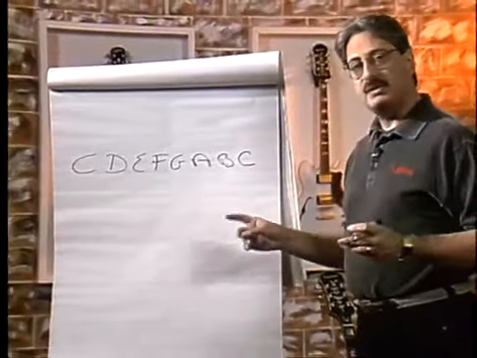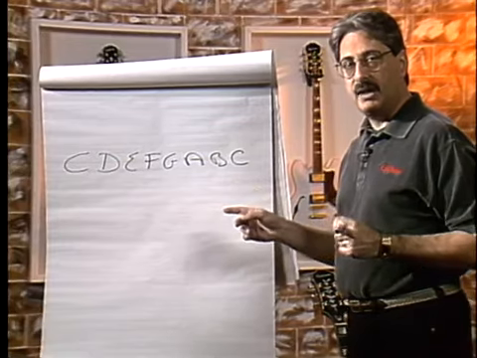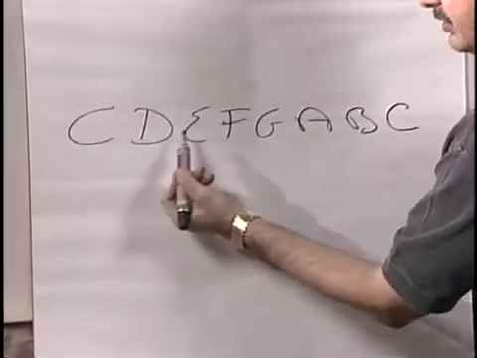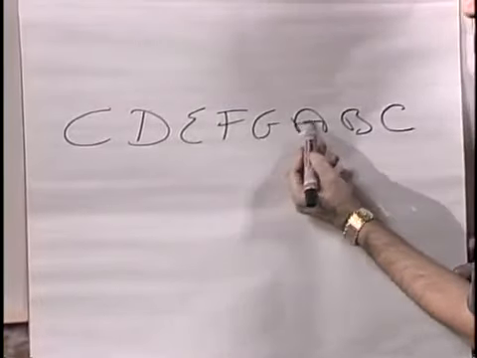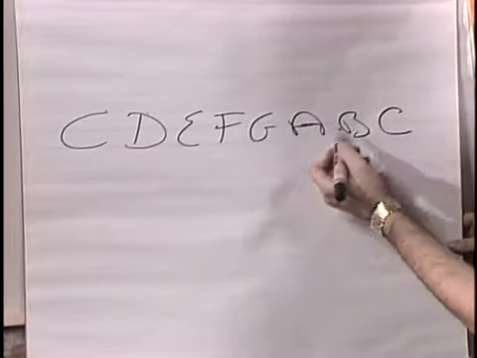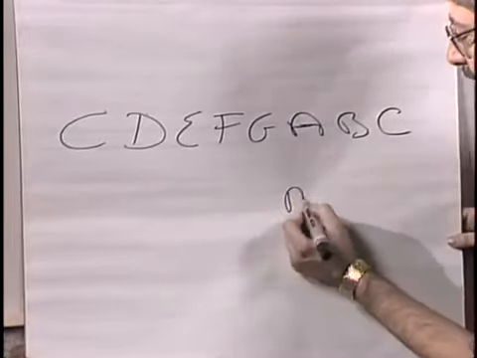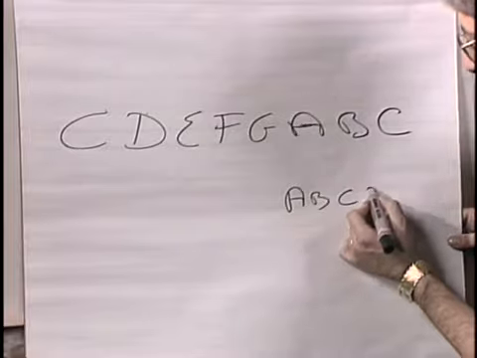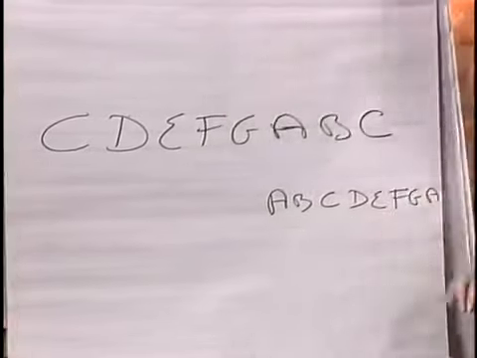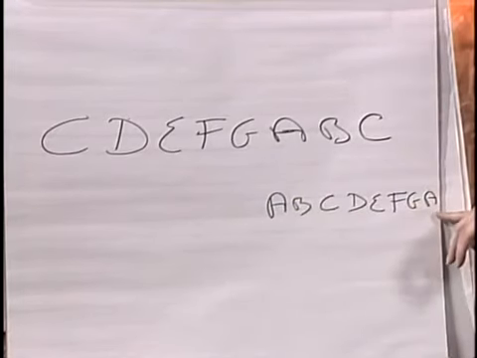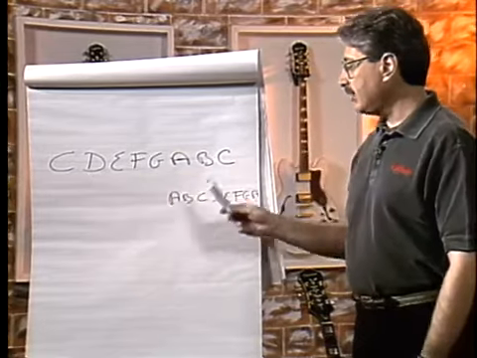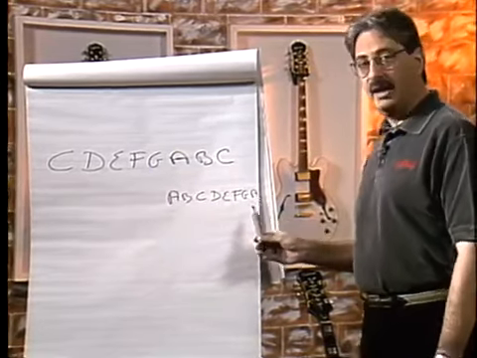Now, if you count up 6 from the root of any major scale, you'll find the root of its relative minor. 1, 2, 3, 4, 5, 6. So A minor is related to C major. Let's see how. Starting on A, you've got A, B, C, D, E, F, G, and A again. That would be an A minor scale. You notice it's the exact same notes as C major, only starting and ending on A.